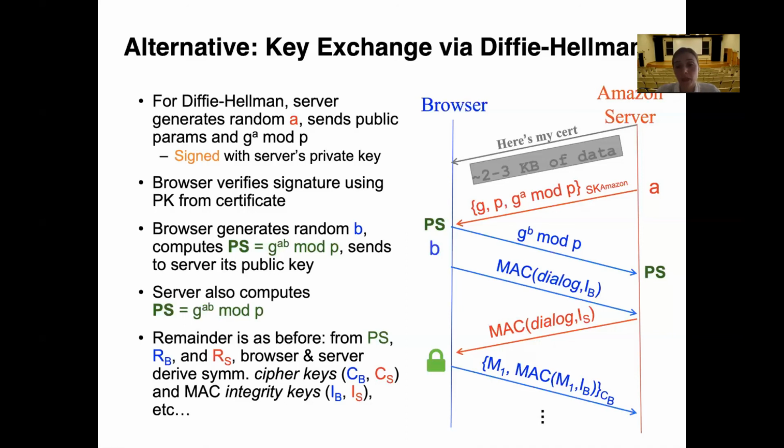Thanks. And now the browser is going to encrypt using the CB key, and MAC using the IB key. And then the server is going to decrypt and check the MAC with those keys. But the server is going to send encrypted with the server's keys, CS and IS. But they both have them because it's a symmetric key scenario, so they both have to have them.